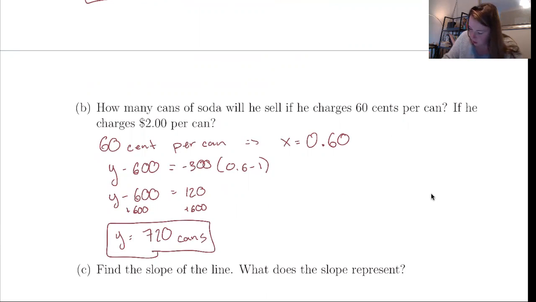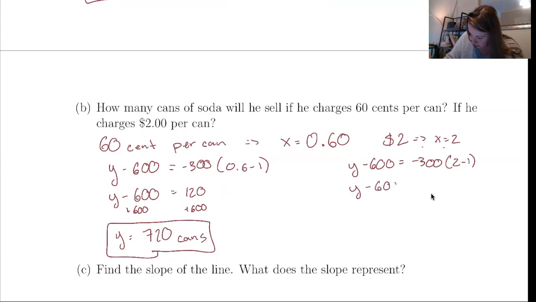Okay. So if he charges $2, that would just be X equals 2. So y minus 600 equals negative 300 times 2 minus 1. 2 minus 1 is just 1. So this is minus 300 plus 600. So y equals 300 cans.